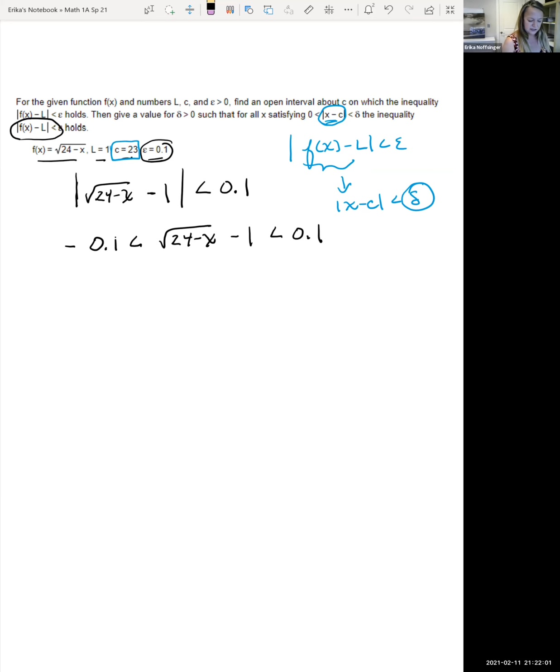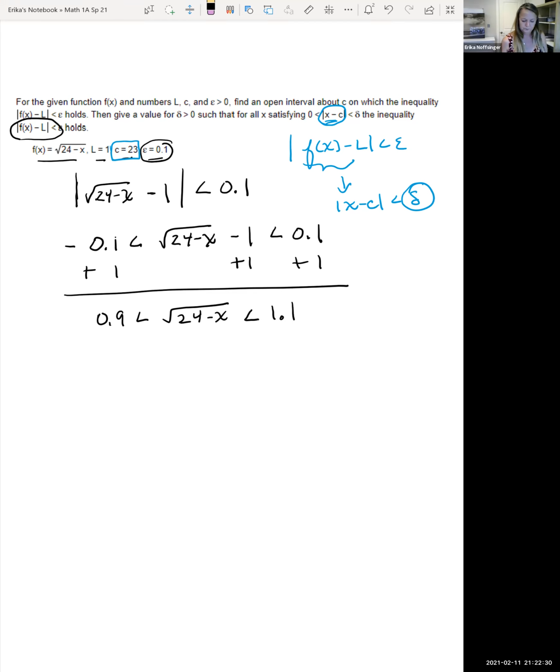Okay, so let's start here. Let's go back to our inequality and work with that. So let's isolate this square root, and let's add 1 on both sides. So doing that, we have negative 0.1 plus 1. This is 0.9 is less than the square root of 24 minus x is less than 1.1. So we want to get this to have an x. We don't want that square root. We want to get rid of that square root. So let's square both sides of the equation.